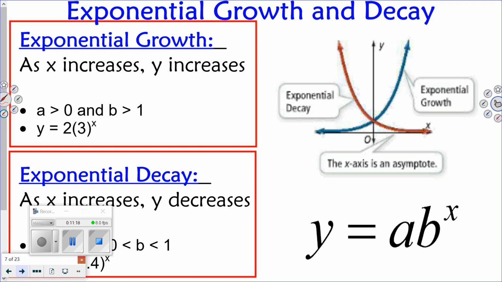All right, so there we go. We have growth and we have decay. Exponential growth is the one that we graphed by hand, right? Because we read from left to right, and from left to right, it is going up. It is growing.